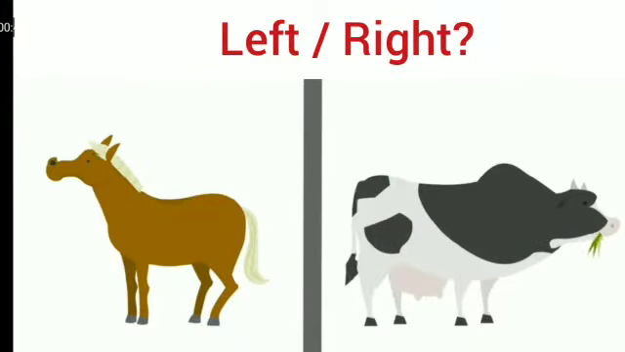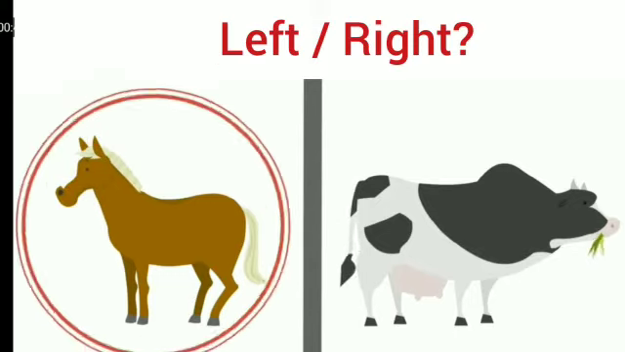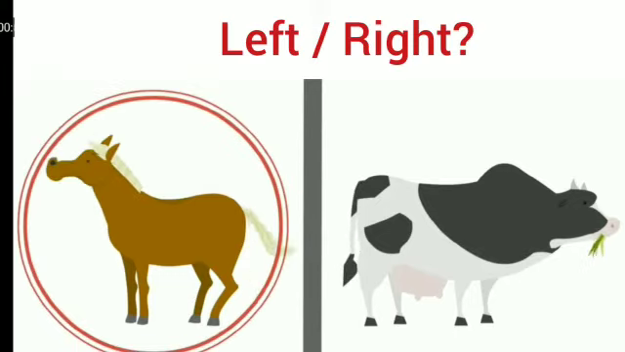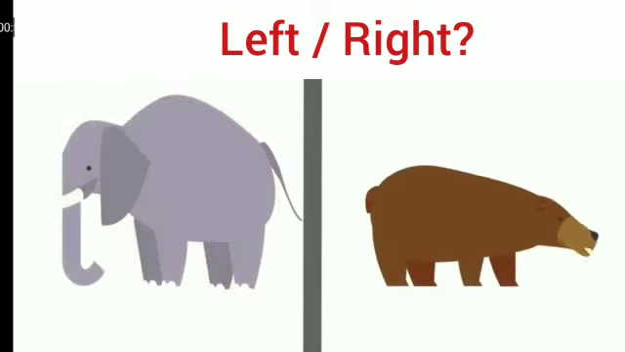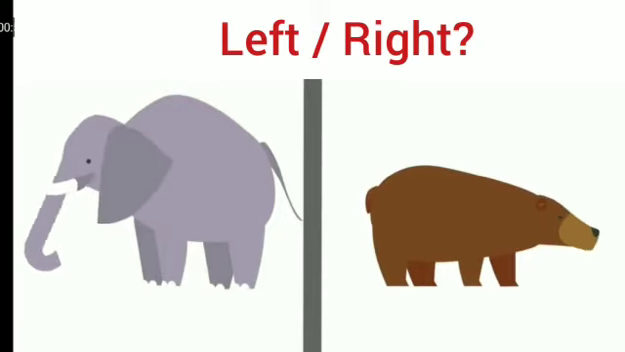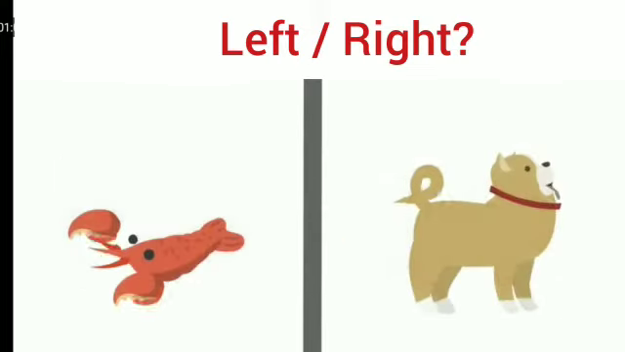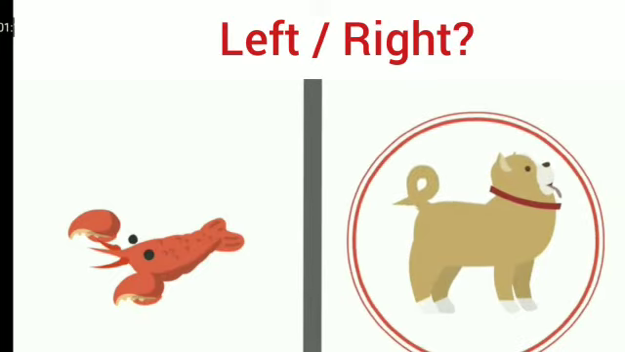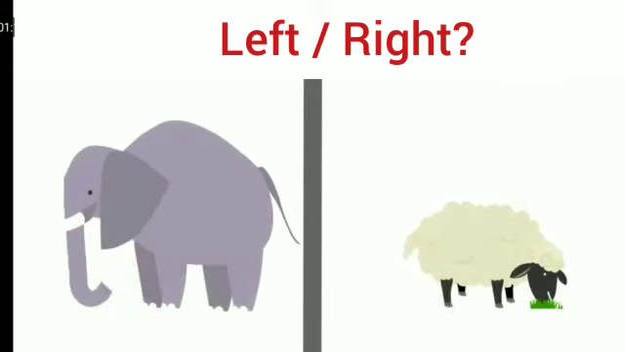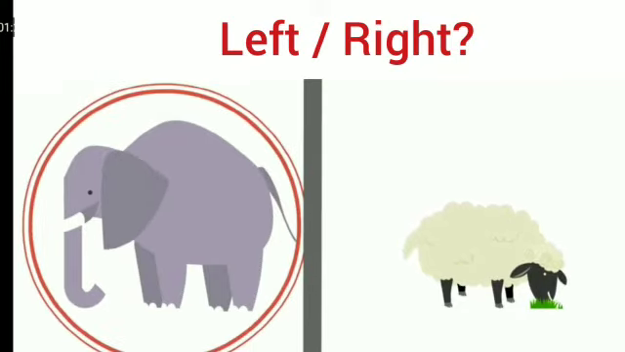Is the horse on the left side or on the right side? Yes, it is on the left side. Is the bear on the left or on the right? Yes, bear is on the right side. Is the dog on the left or on the right? Yes, you are correct. The dog is on the right side. Is the elephant on the left or on the right? Yes, it is on the left side.